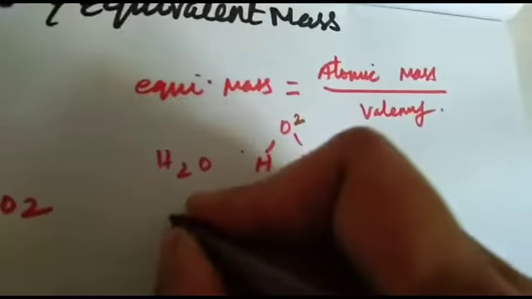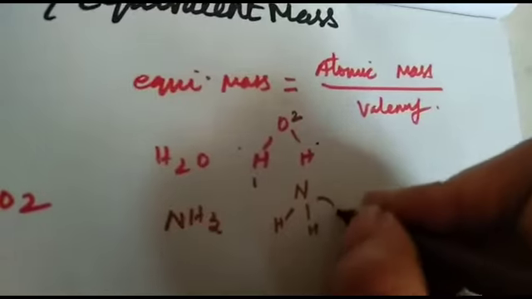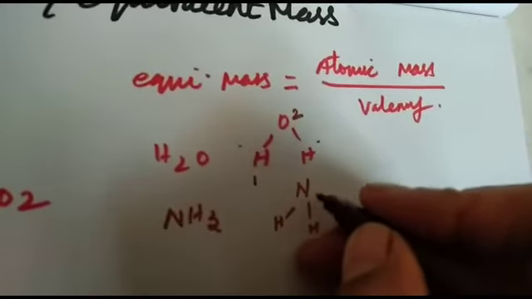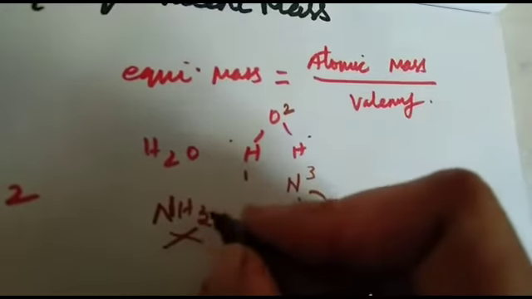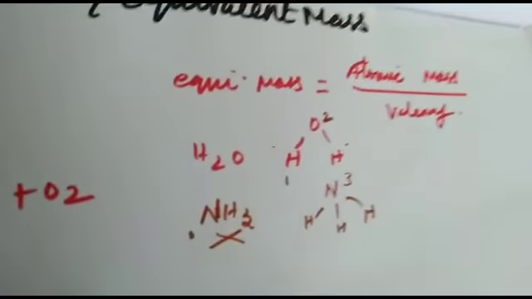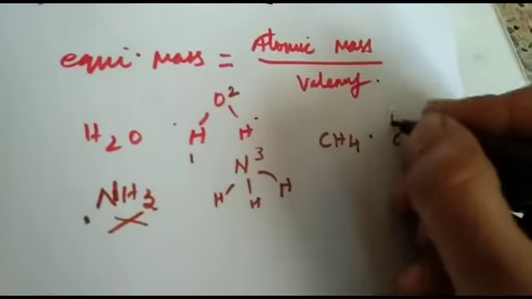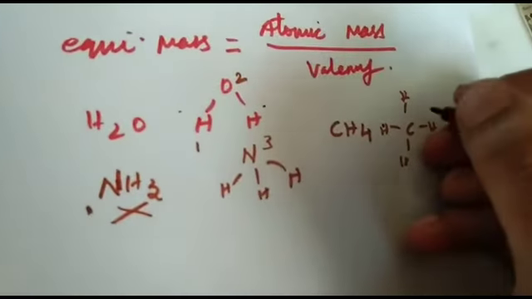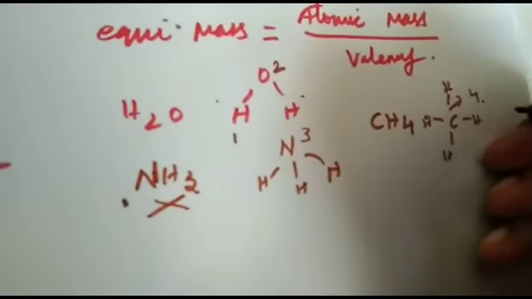In the same way, ammonia, NH3. Ammonia structure: hydrogen valency 1, nitrogen connects to 3 hydrogen, so nitrogen valency is 3. In the same way, methane, CH4. What is the structure of methane? Carbon connects to 4 hydrogen, so carbon valency is always 4, hydrogen valency 1.